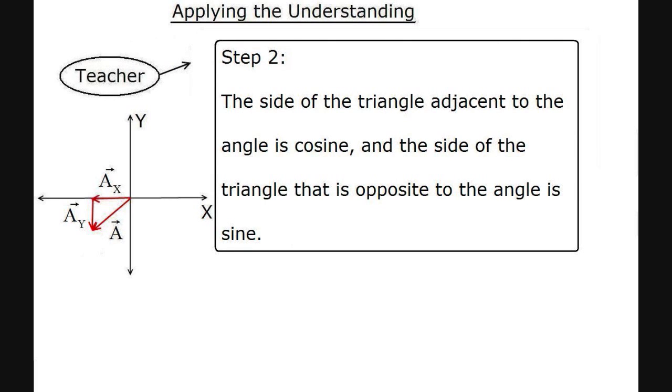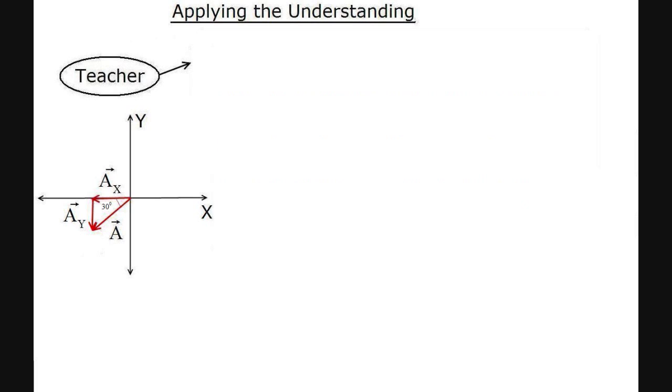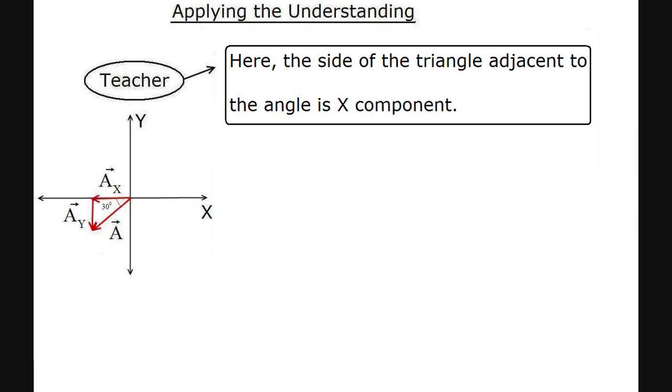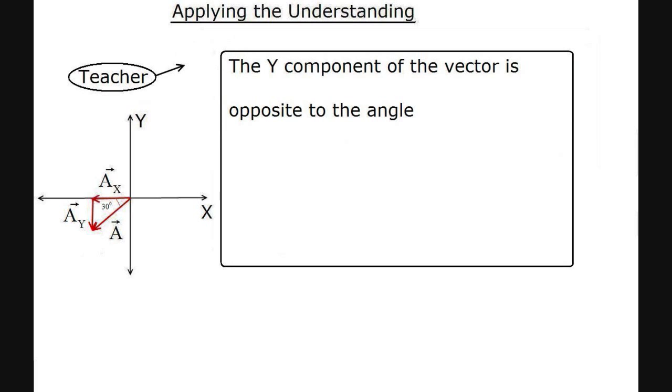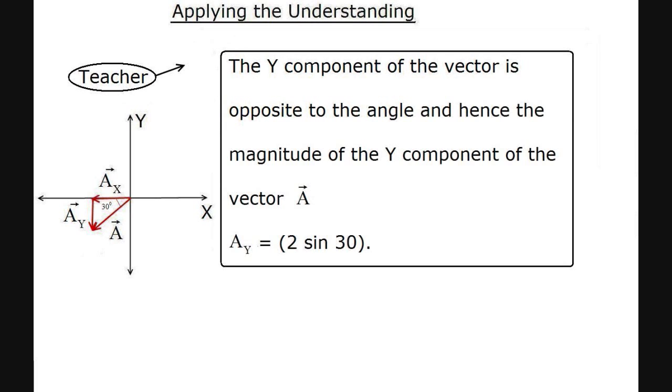Step 2. The side of the triangle adjacent to the angle is cosine, and the side of the triangle that is opposite to the angle is sine. Here, the side of the triangle adjacent to the angle is the x component. Therefore, the magnitude of the x component of the vector A bar, ax, is equal to 2 cos 30. The y component of the vector is opposite to the angle, and hence the magnitude of the y component of the vector A bar is given by ay is equal to 2 sin 30.